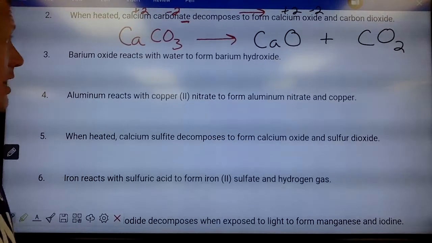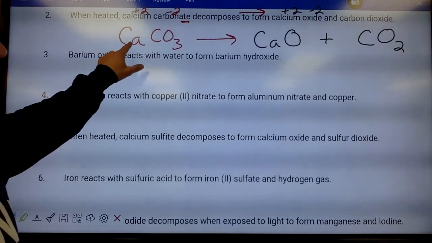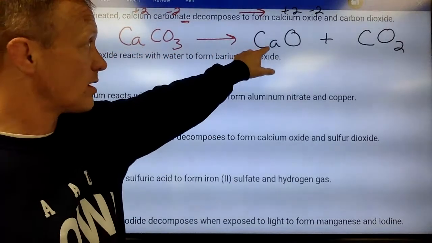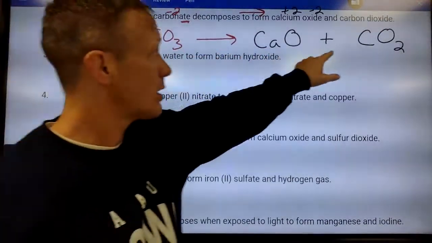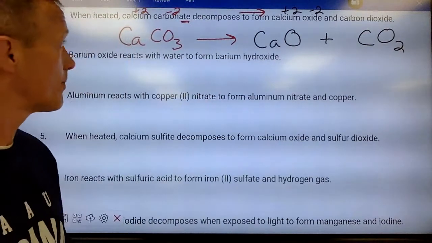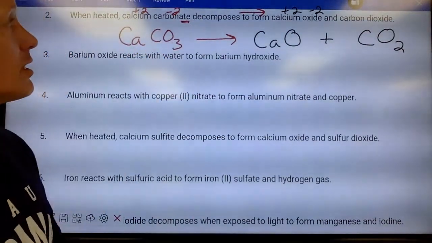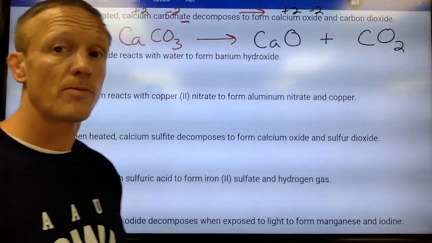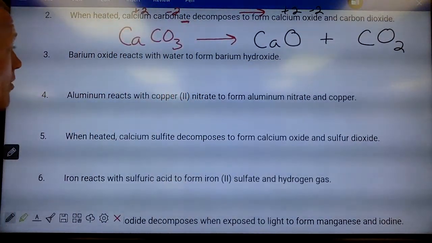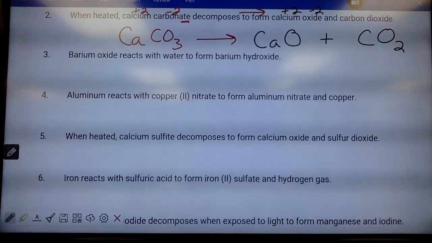Now we have to equal out all of our atoms on each side. We have 1 calcium in the reactants, 1 calcium being produced, 1 carbon being made, and 3 oxygens. Notice there's an oxygen there plus 2 there, so there are 3 oxygens being produced. So this reaction is balanced. I'm going to skip down to number 4.